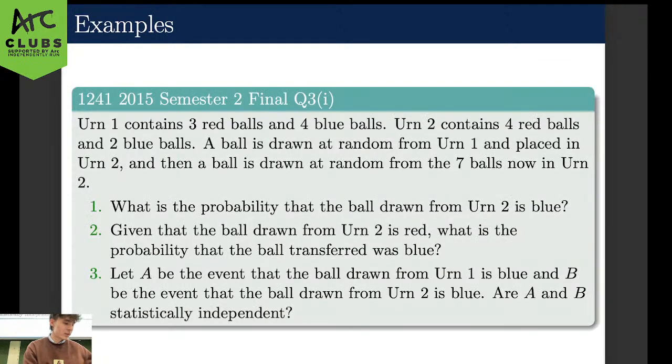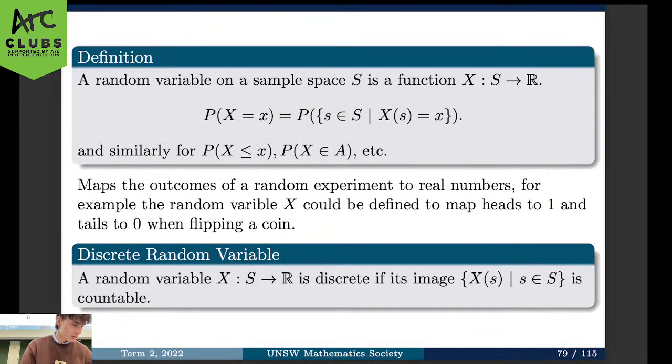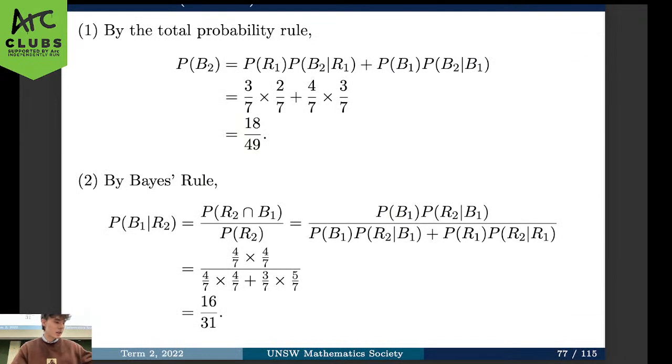Now we want to find the probability that the ball drawn from urn 2 is blue. So in other words, the probability of getting blue from the second urn. And you can see here that the case of getting blue from the second urn is partitioned by getting red or blue from the first urn. So in this case, to find the probability that we draw blue from the second urn, it makes sense to use our total probability rule. And actually applying that total probability rule, remember we can expand it out like this. Just multiplying our terms should give us 18 over 49.